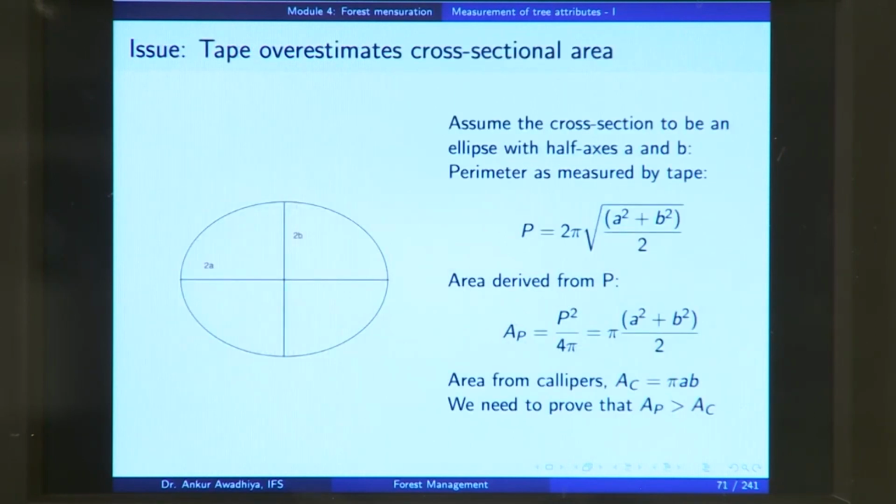Now, there is also another issue: the tape overestimates the cross sectional area, especially in the case of trees that do not have a circular cross section. Now, why is that so? Remember that we are using a tape to get an estimate of the diameter of the tree. We want an estimate of dBH. We do not want an estimate of the girth at breast height or GBH. But what we measure using a tape is the girth at breast height.